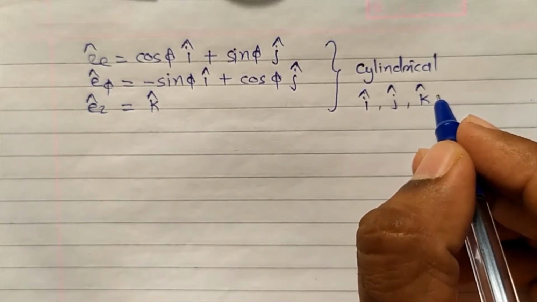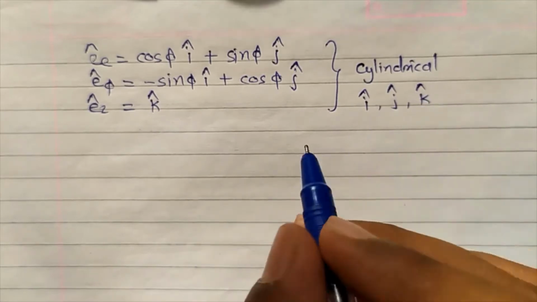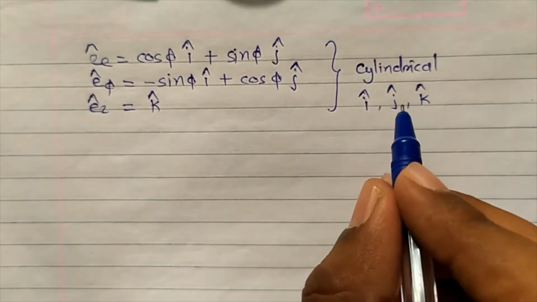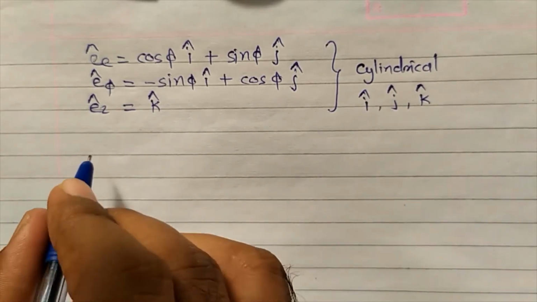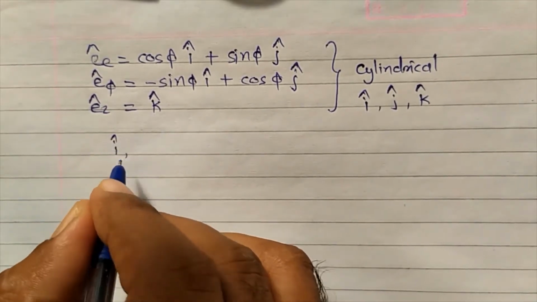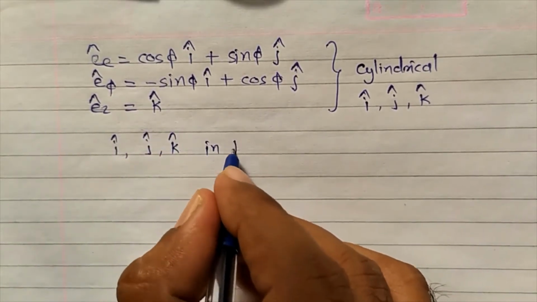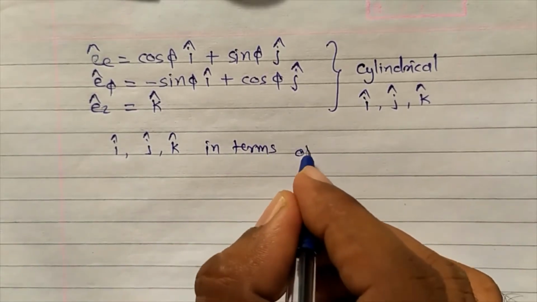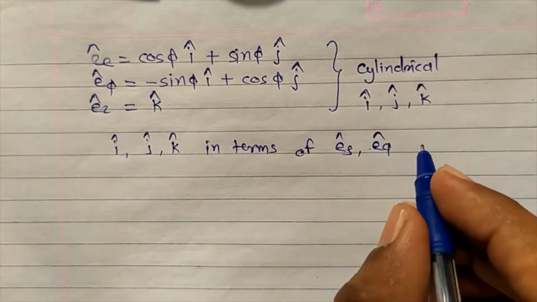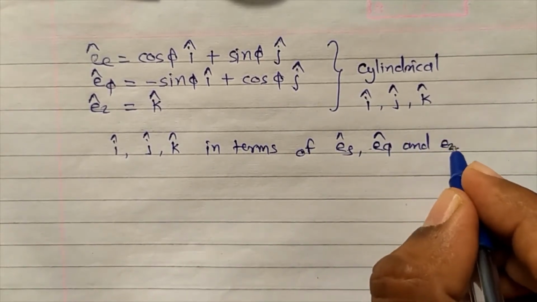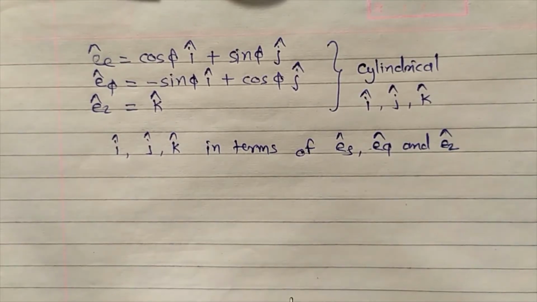So what we see here is that we have expressed the unit vectors in the cylindrical coordinate system in terms of i, j, k, that is, the unit vectors in the Cartesian coordinate system. Now, in this lecture we are going to obtain i, j and k in terms of e rho cap, e phi cap and ez cap. Okay, so we will begin with this.